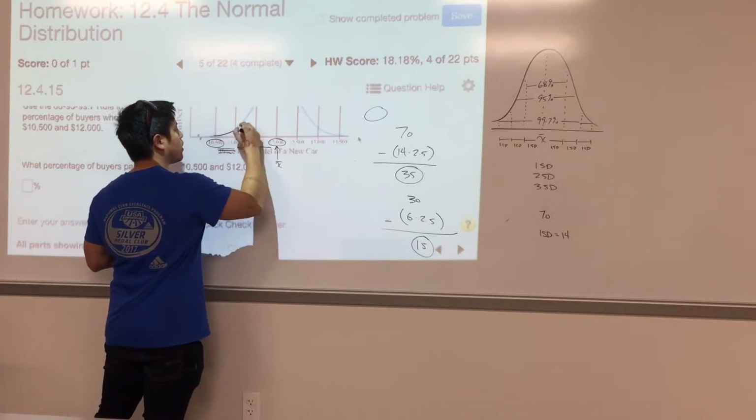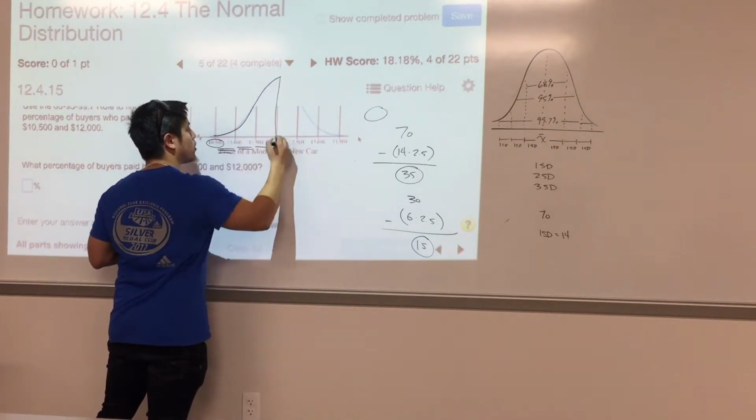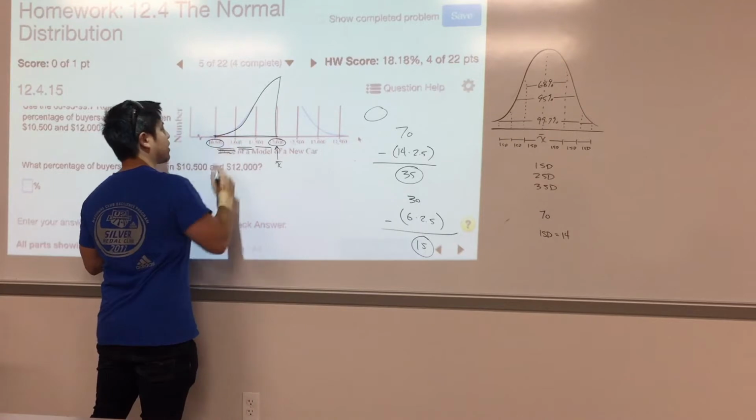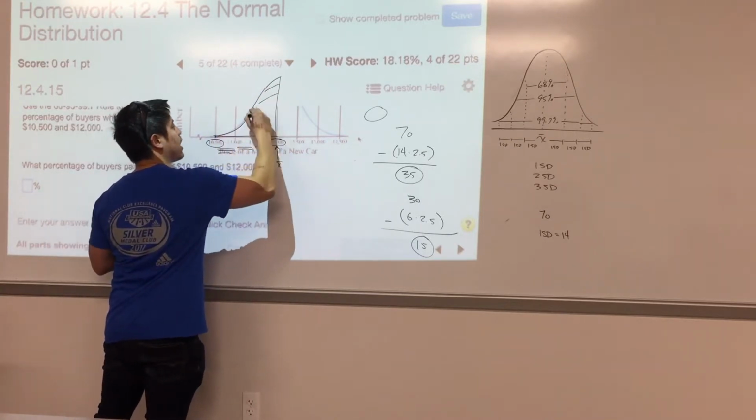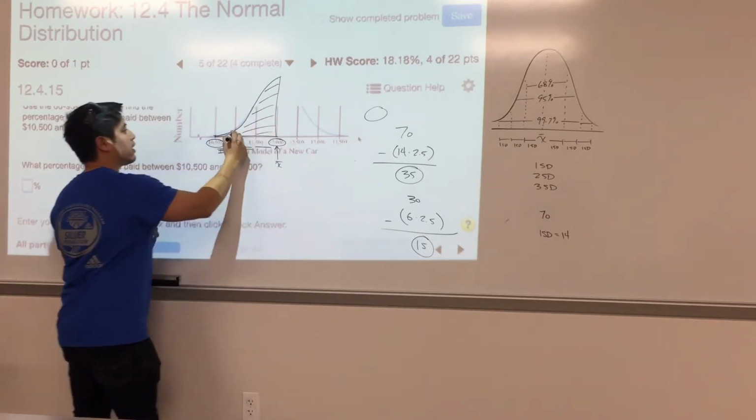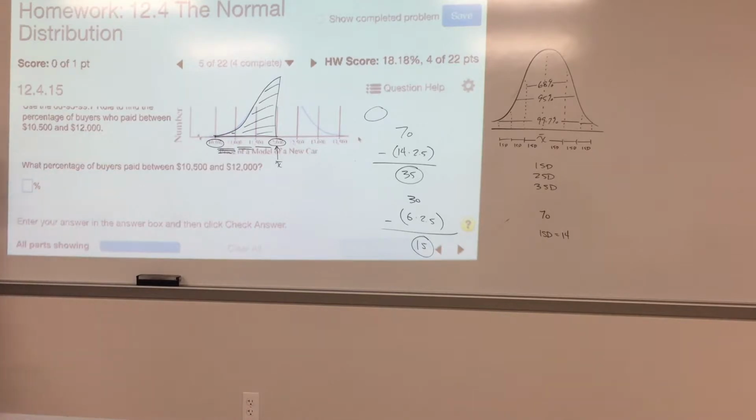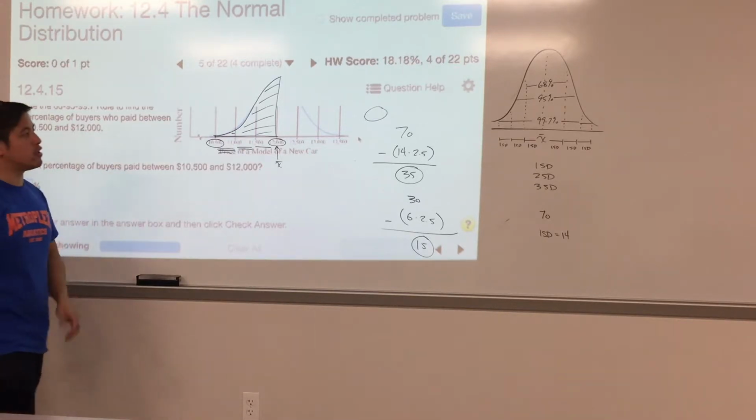So, if we know that this is 3 standard deviations out, how can we calculate this part of the graph? What would we need to do?